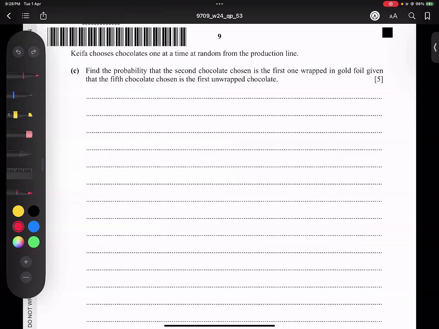The best technique to understand it: if "given that" comes, the term after "given that" will come directly in the denominator. Let me show you what I'm saying. What is after "given that"? We can see the fifth chocolate chosen is the first unwrapped chocolate. So this is going directly in the denominator.